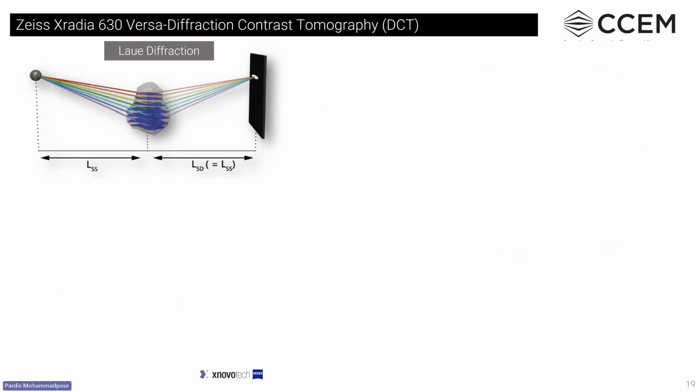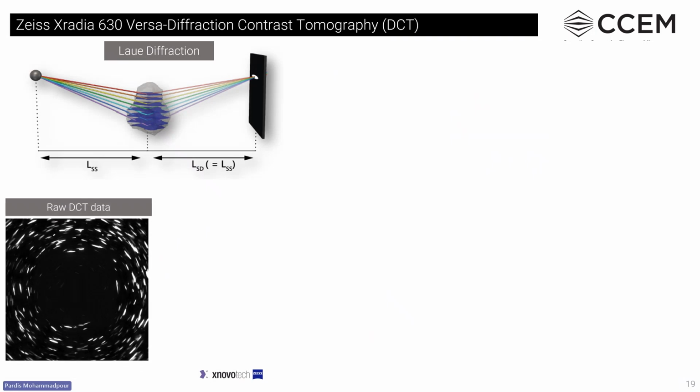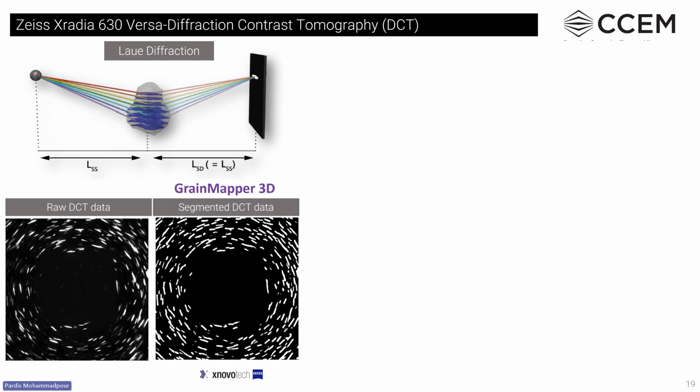DCT works based on the law of diffraction, in which sets of planes within individual grains fulfilling Bragg's condition generate diffraction spots on the detector, as you see here. Eventually the raw DCT data looks like this, which is called a raw diffraction pattern. The next step would be segmentation and indexing the pattern using the GrainMapper3D software.